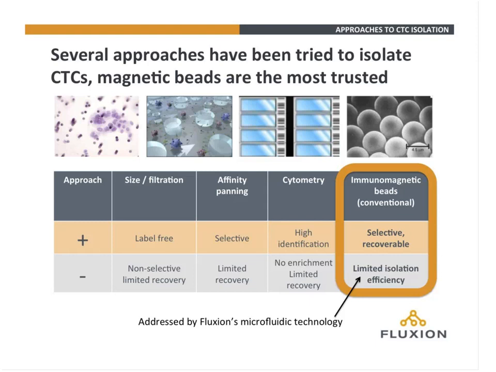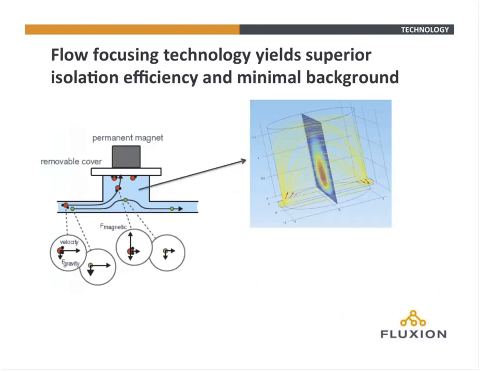But this is where we felt that we could employ Fluxion's microfluidic technology, which has already been successfully used across hundreds of instruments. The IsoFlux system utilizes a flow focusing technology to enhance the sensitivity and isolation efficiency for rare cells. So like traditional magnetic bead isolation, the magnetic particles are functionalized with antibodies towards cell surface markers. But instead of using a large magnet across a static sample in a large tube or cartridge like the CellSearch system, the IsoFlux system routes the sample through a micron scale flow channel.